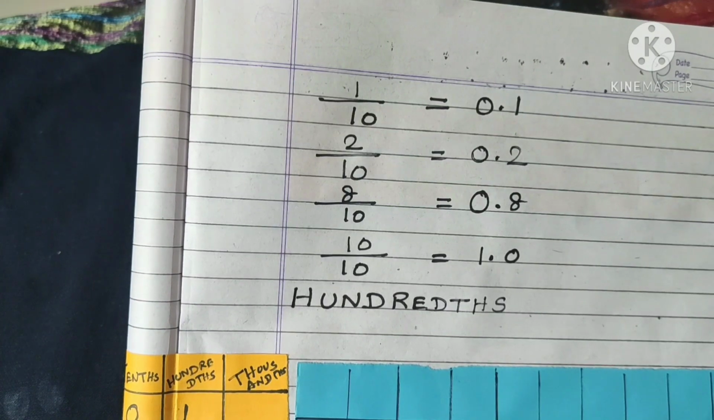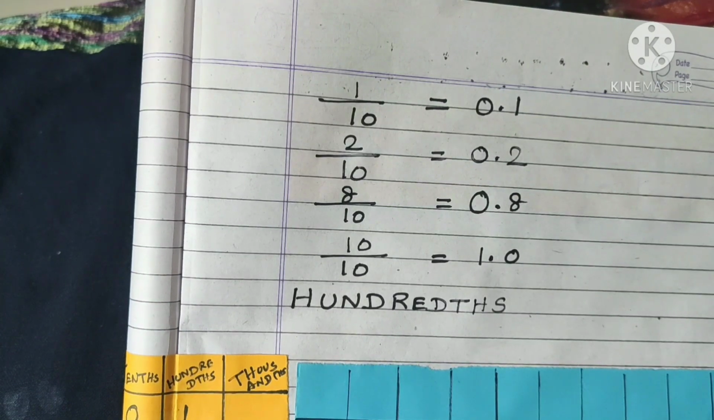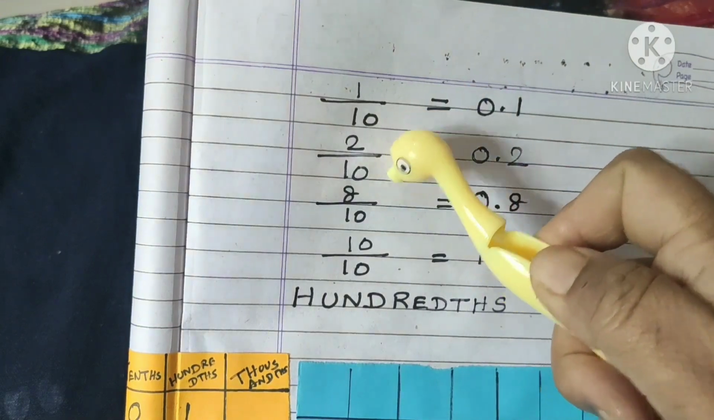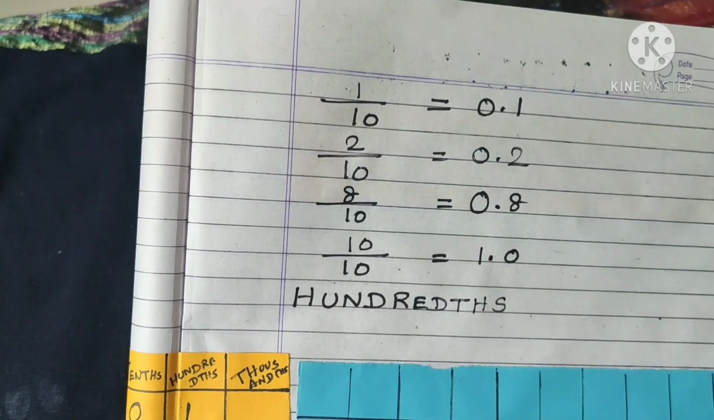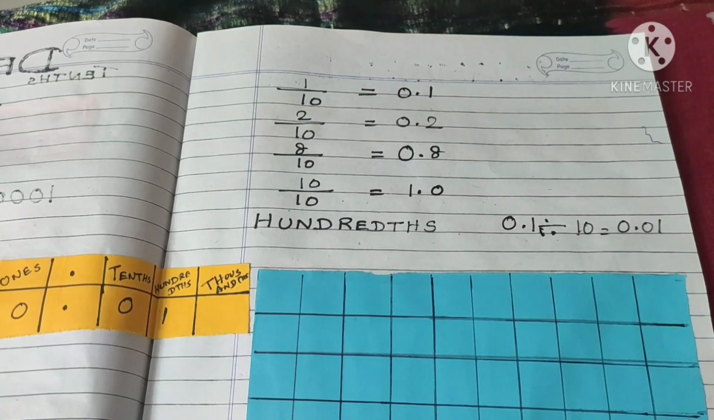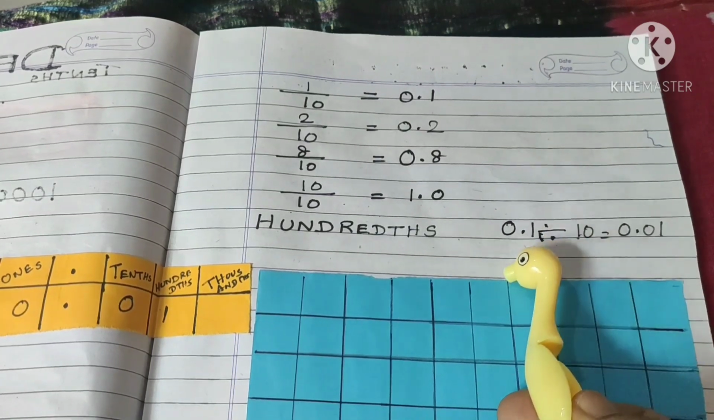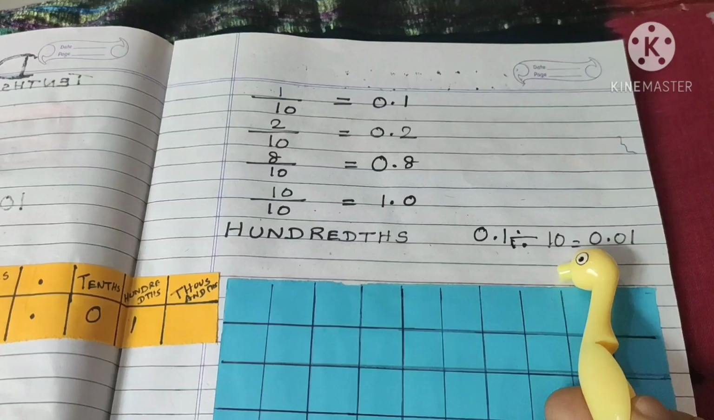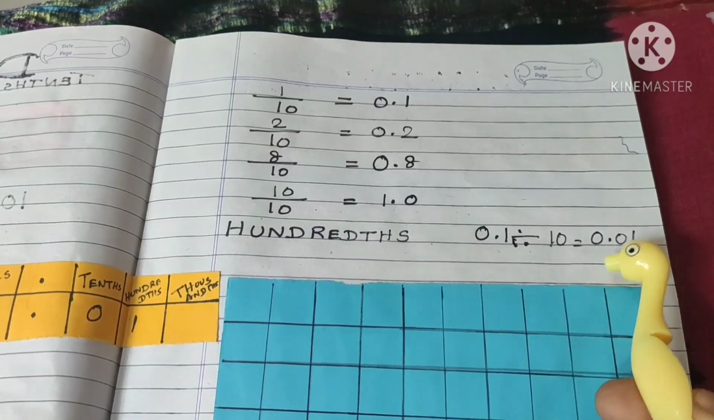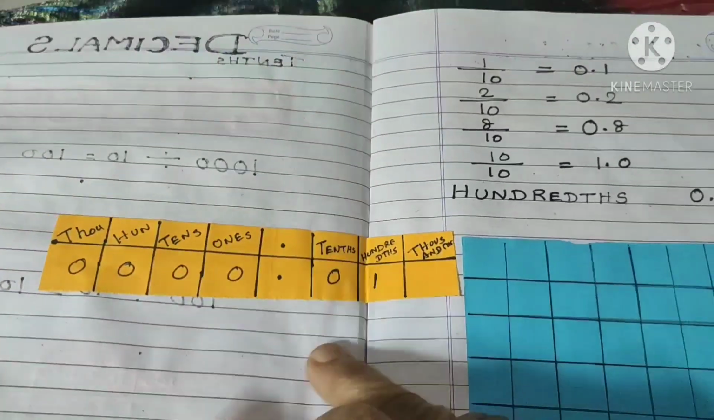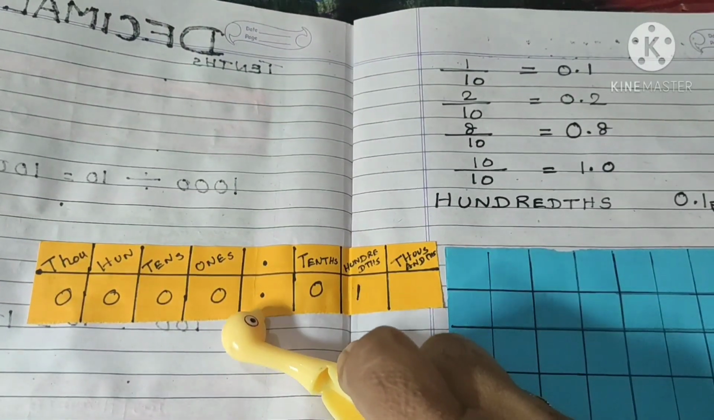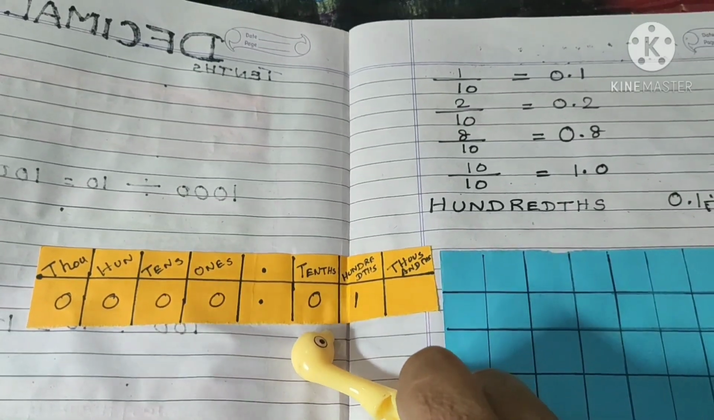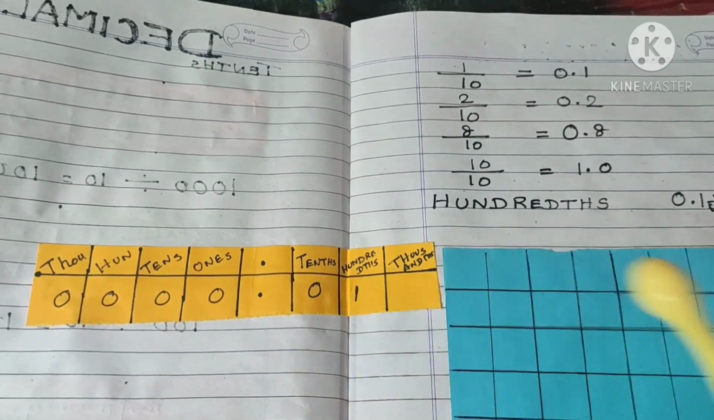A decimal fraction is a fraction where the denominators are 10, 100, 1000, etc. They are known as decimal fractions. Now let us know about hundredths. If 0.1 is divided by 10, the quotient is equal to 0.01. Look at tenths, then hundredths. Decimal point, then tens place 0, then hundreds place 1.